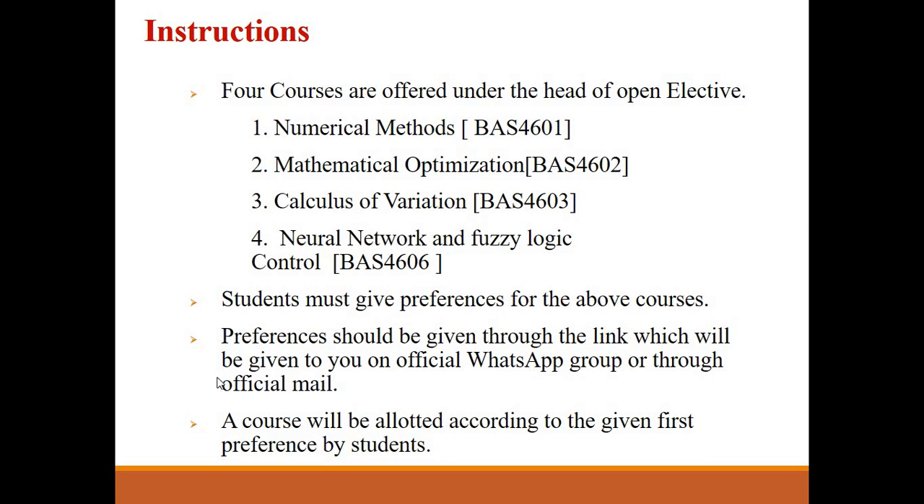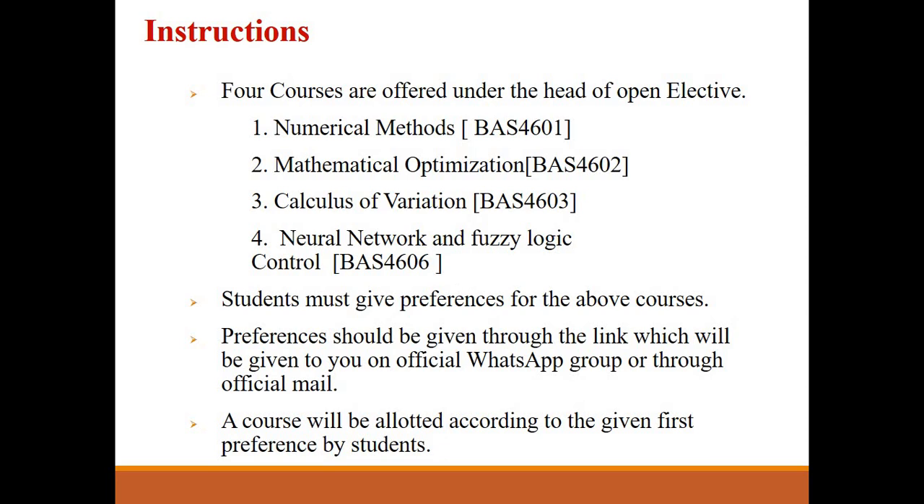The first course we are going to offer you is numerical method, and this is the course code for the same. Mathematical optimization, the course code is BAS 4602. Third is calculus of variation, the course code is BAS 4603. And the fourth one is neural network and fuzzy logic control, the course code is BAS 4606.